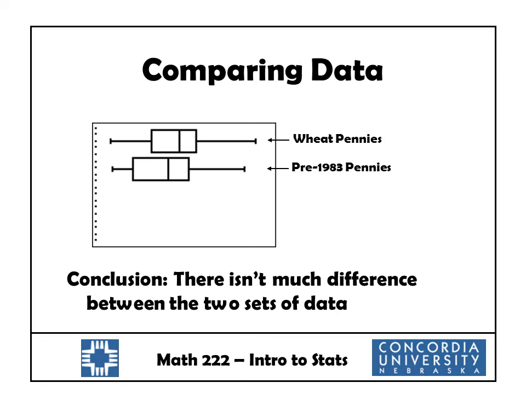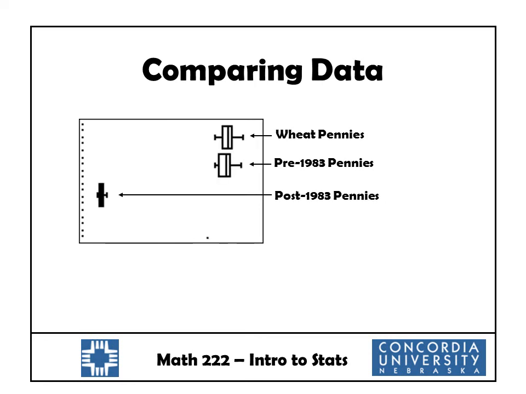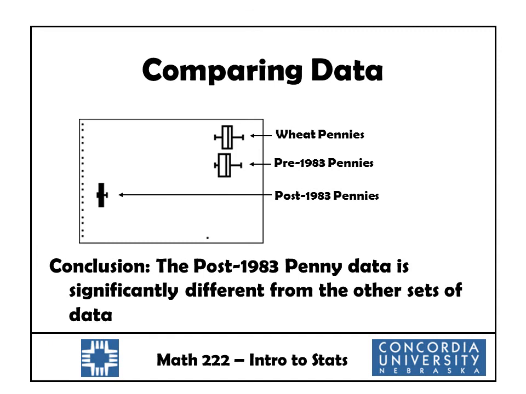Now we could do the same thing. We could enter the post-83 penny data in list L3, set up a third statistical plot, and graph all three, and we see that the box plot for the post-83 pennies is quite a bit different than the box plots for either of the other two sets. So we would have to conclude that the post-83 penny data is significantly different from the other sets of data. In fact, those values tend to be quite a bit smaller, which again we saw from the data just looking at the raw numbers, but a picture is easier to look at than a set of numbers.